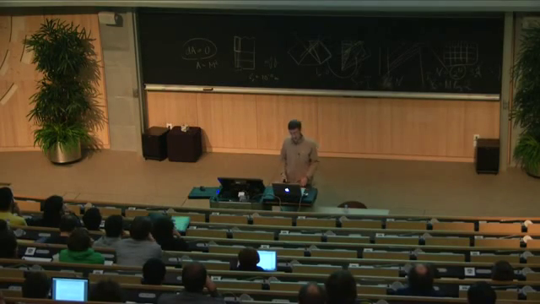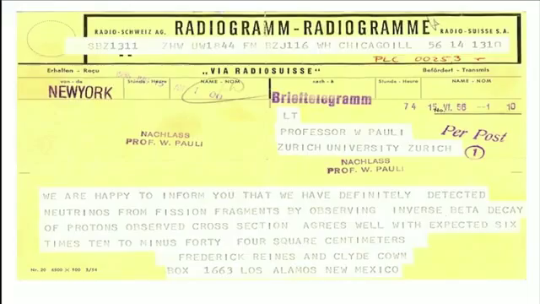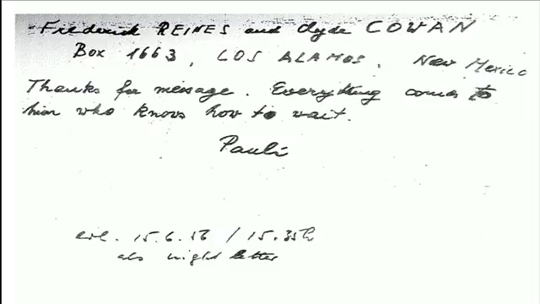And when Reines and Cowan discovered the neutrino, they sent a telegram to Pauli saying, we are happy to inform you that we have definitely detected neutrinos, blah, blah, blah. And then Pauli replied, always in his curt and sardonic style, saying, thanks for message. Everything comes to him who knows how to wait. 26 years was indeed a very long time. Incidentally, the discovery of the Higgs boson took 48 years, so we're really in a different time scale.